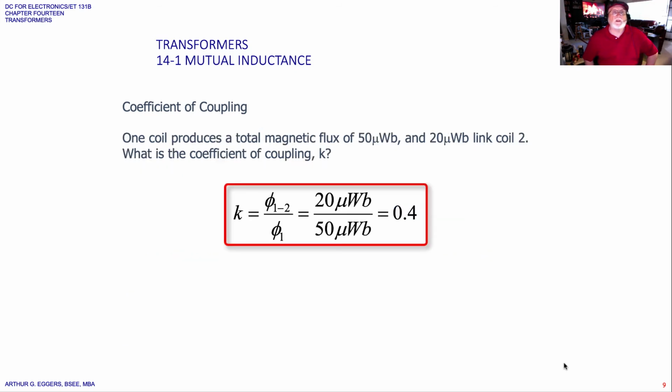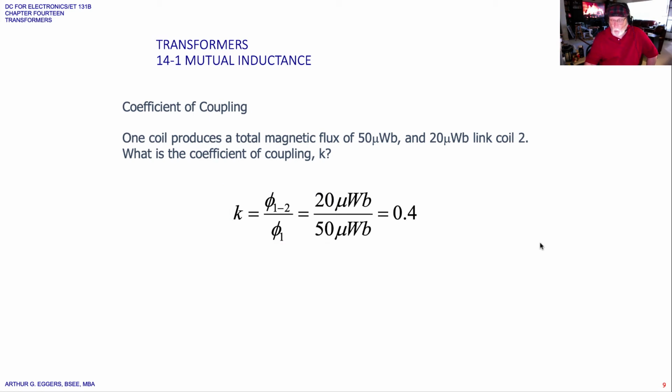So one coil produces a total magnetic flux of 50 microwebers, and 20 microwebers link coil 2. What's the coefficient of coupling K? Well, plug it into the relationship. Phi 1 to 2 divided by phi 1, 20 microwebers divided by 50 microwebers gives us a coupling coefficient of 0.4. So a little less than 1/2.